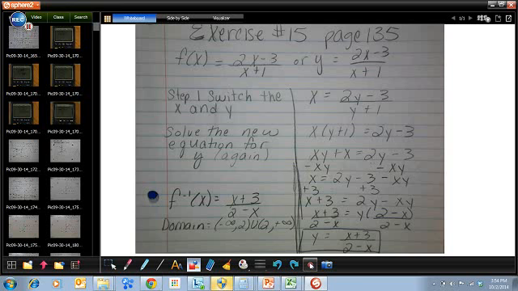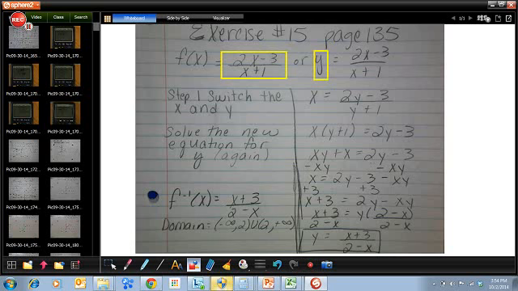Exercise number 15 matches up with example number 4, where we're talking about inverse functions and how to find those functions algebraically. So the function f of x that it gives us here that we're going to be working with is 2x minus 3 all over x plus 1, okay? And we're just going to change that f of x. I know we've been trying to write in functions, but let's just change that to be y equals the same thing. And the reason we're going to do that is because of step 1.